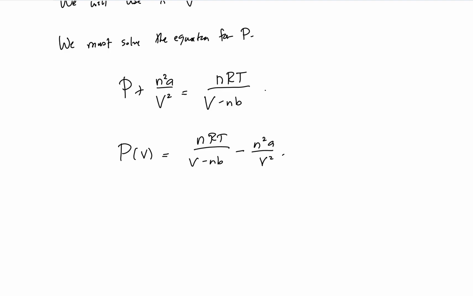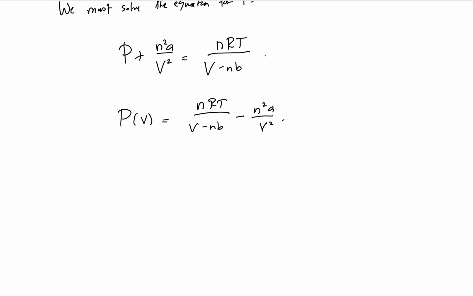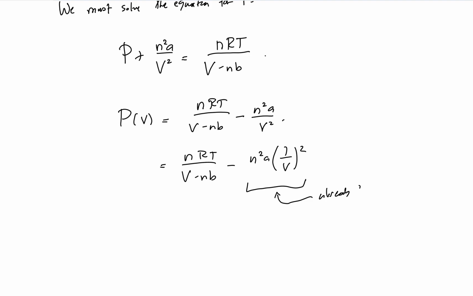And now I'm trying to write this in terms of 1 over V, so note I can already write this as nRT over V minus nb minus n squared a times 1 over V squared. So this term is kind of already okay. Already in the variable 1 over V. So it's the other term we have to deal with.